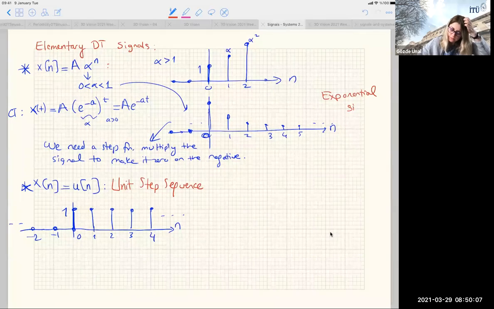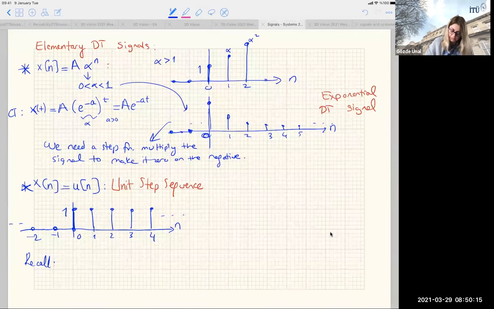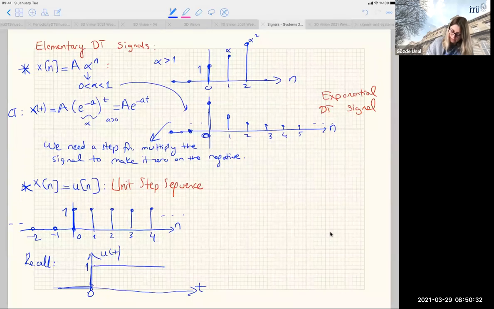Signal or sequence, discrete time signal, unit step sequence, let's say. And here I should say, recall u of t. I don't know if we've seen this, but maybe we have not. This is the continuous version of it, okay? So there is a jump here, you see, it's all zeros and all of a sudden jumps to 1.